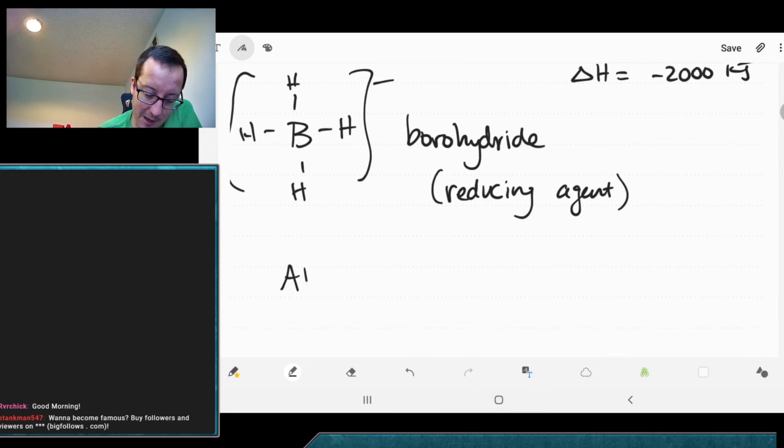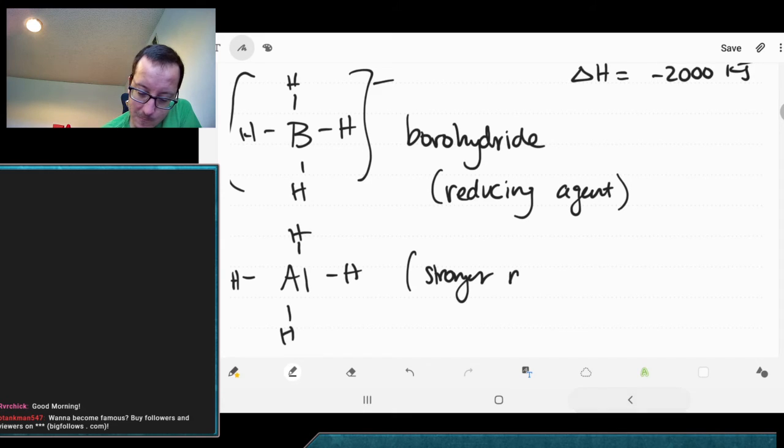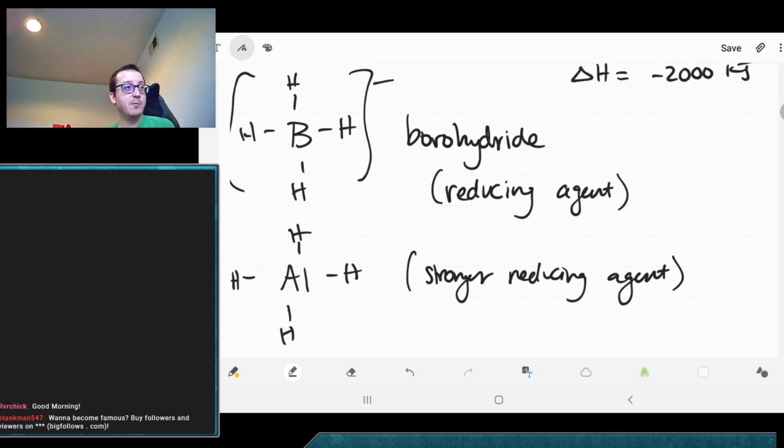We're going to see that if you have aluminum, this is an even stronger reducing agent. These will explode in air. The sodium borohydride is not as explosive, but if you have aluminum hydride like this with the negative charge, that will explode in air if it's exposed to air. So these are very strong reducing agents as a result.